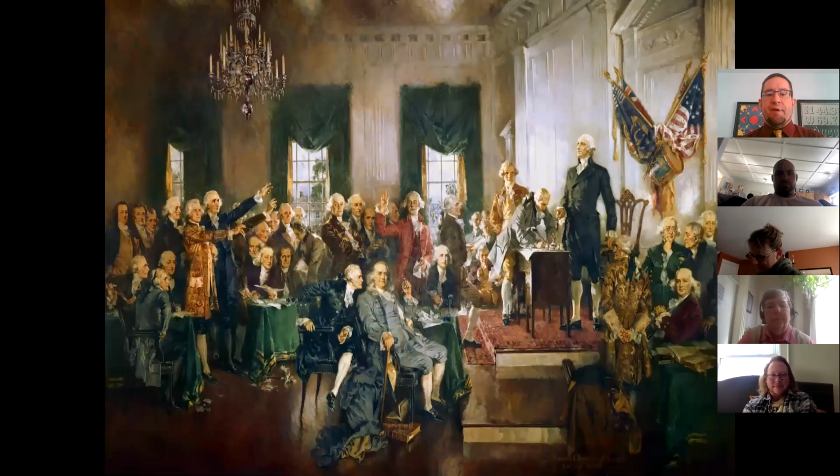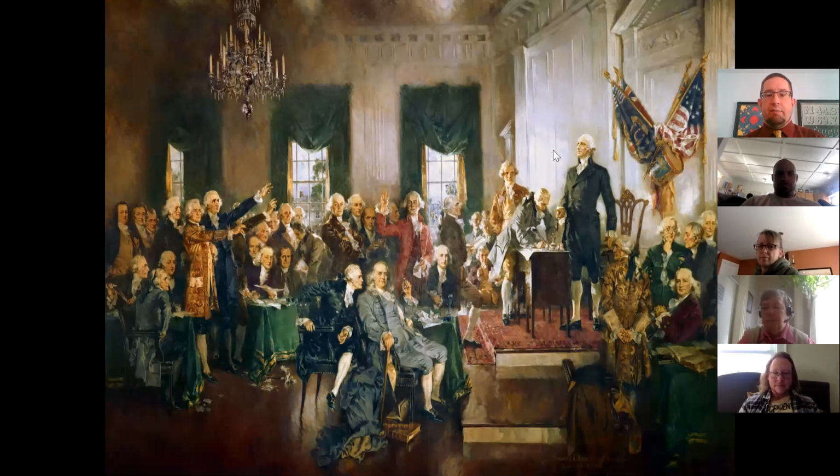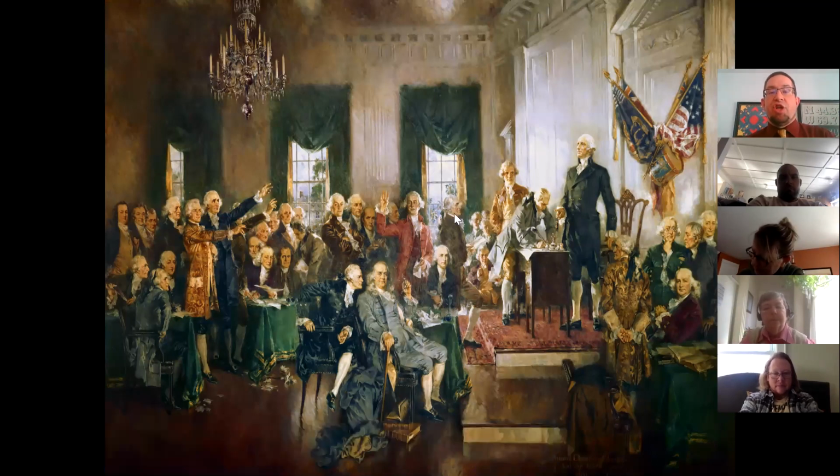What do you see for facial expressions? What do you see for focal points? Where are they looking? They're looking here. He's looking here. Is he looking at us? Is he listening to here? Some people are looking at the painting. Some people are looking at George. What does that matter? What does that mean? Are there any gestures? What are they doing? What are they wearing? What's the setting? They're in a room. Are there any objects? Yes, this is supposed to be the signing of the Declaration, or not the Declaration, of the Constitution.